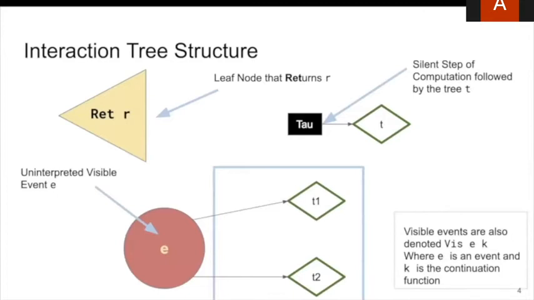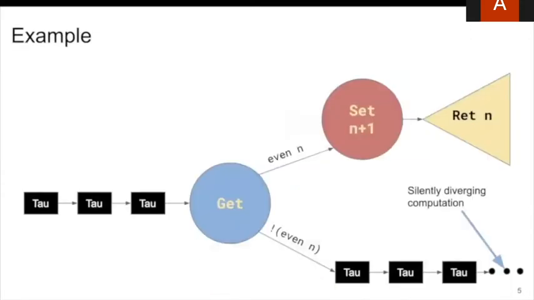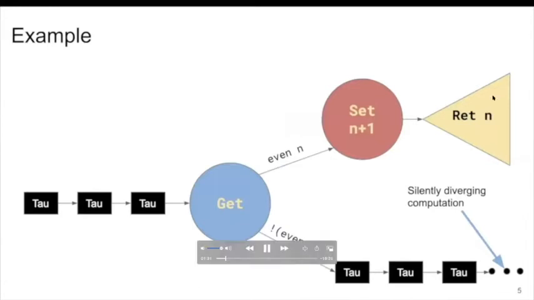Intuitively, we imagine that E is being passed off to some environment, which then interprets it and returns a value which the continuation gets run on. Here's an example computation, which takes a few silent steps of computation, then gets a global state variable, checks if it's even, then sets the variable to n+1, and then returns the original value. And if it's odd, it just goes into an infinite loop that silently diverges.